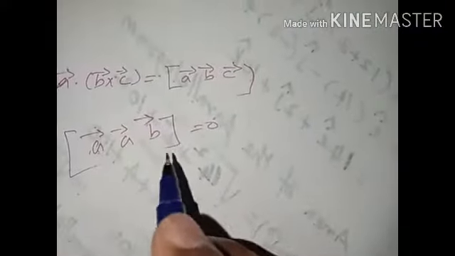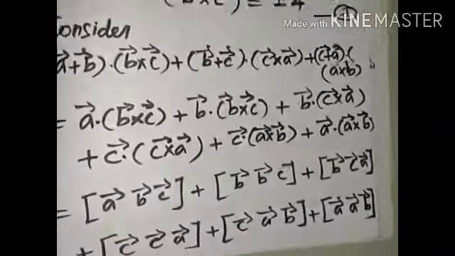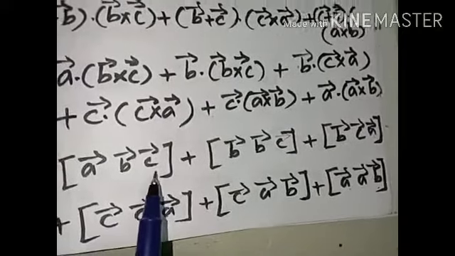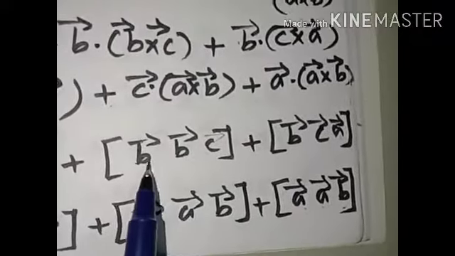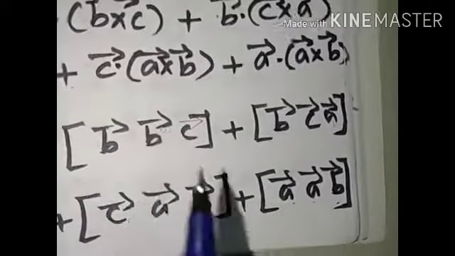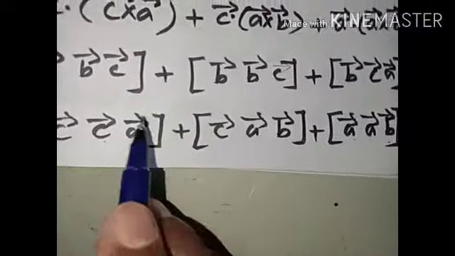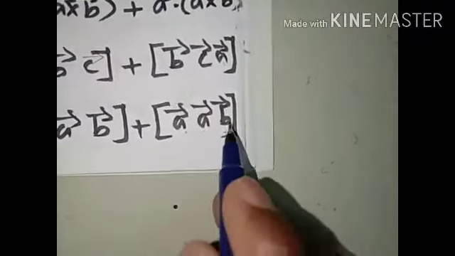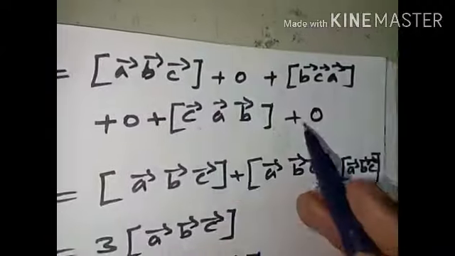Now the terms [b b c] equal 0, since two vectors in the box product are equal. In the same way, [c c a] is 0 and [a a b] is 0. So these three terms are 0.